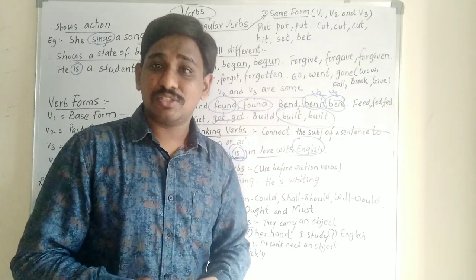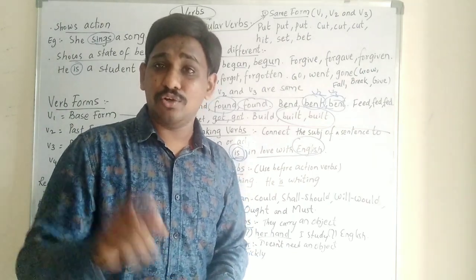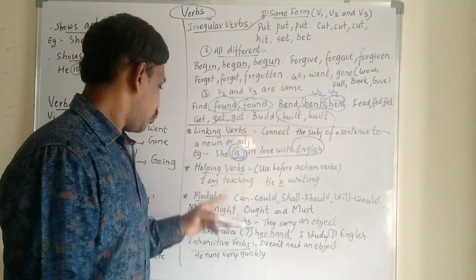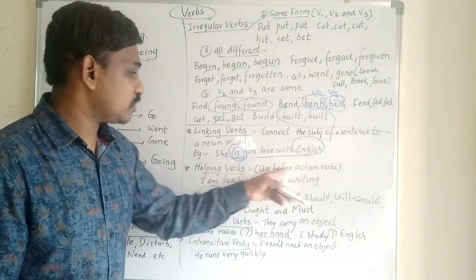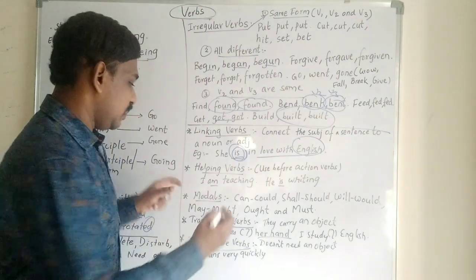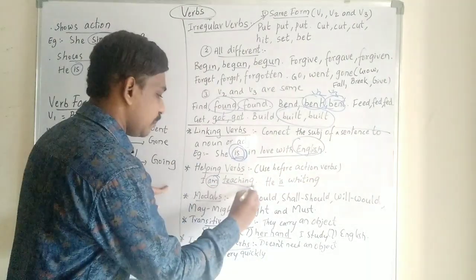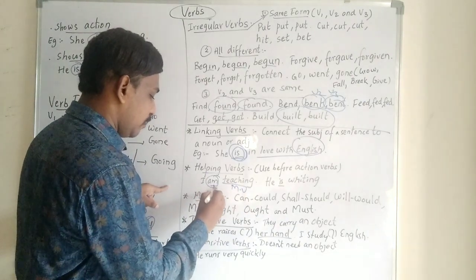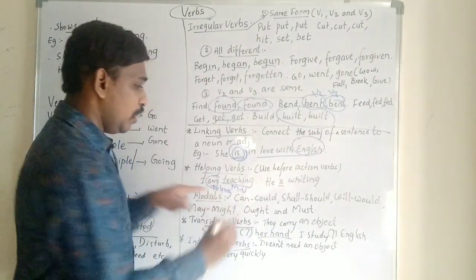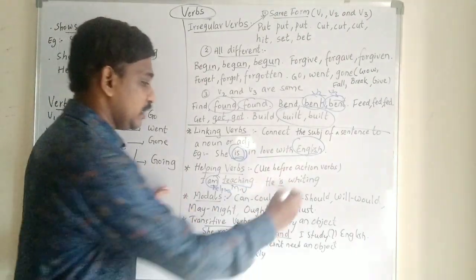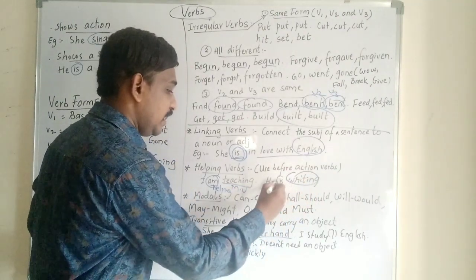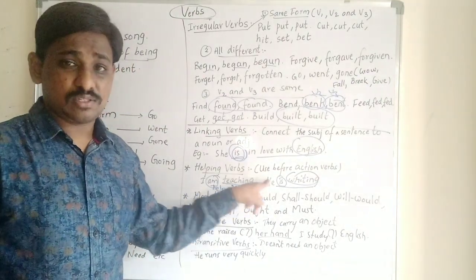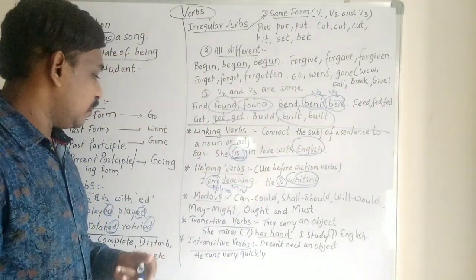I have taught many students. What did I do? Teaching, taught. Have is a helping verb. So here helping verbs, you use them before action verbs. See here, I am teaching. Teaching is the main verb. Am is the helping verb. One more. He is writing. What is he doing? Writing. So is is helping the verb to exist. They are in present continuous tense. The next one, modals.